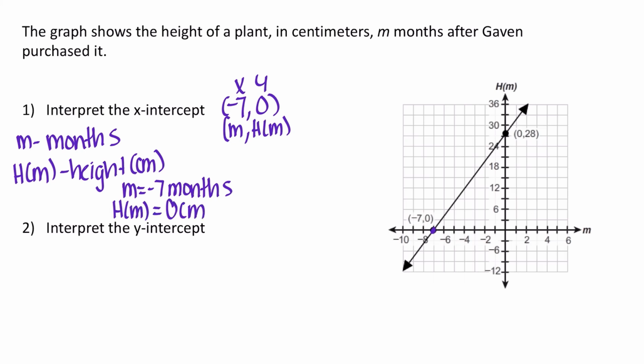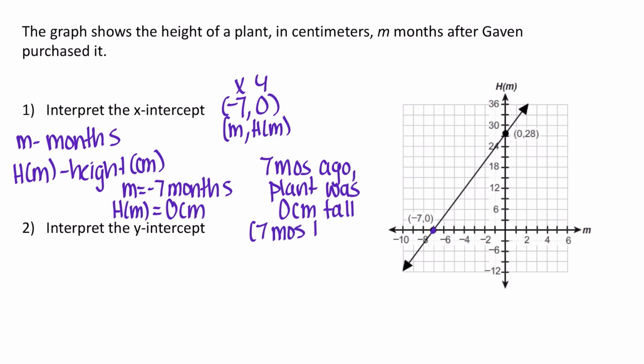So what does a negative time value mean? A negative time value means that we're talking about time before our starting point. So before he purchased the plant was 7 months ago. Okay, so 7 months ago, the plant was 0 centimeters tall. Or you could say that 7 months before purchase, since purchase is kind of like our starting point in this problem.